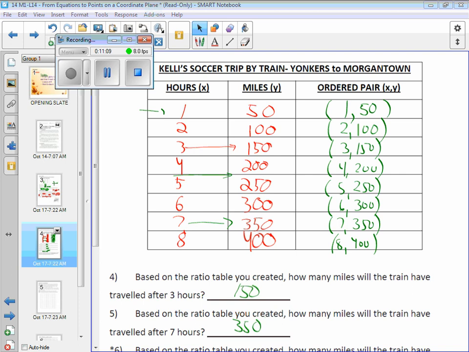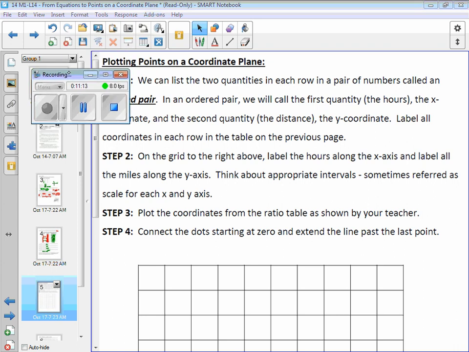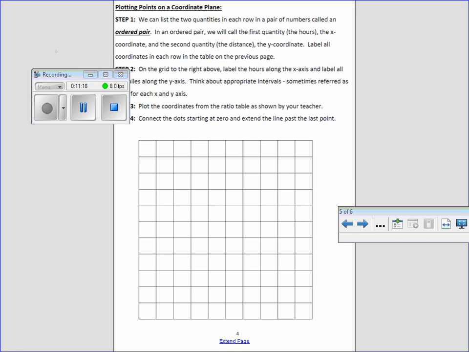So go to the next page. I'm going to go to full screen just because I think it's a little bit easier to see. First thing, let's take care of all of the preliminaries. What should be the title of the graph? Bridget. It should be Kelly's soccer trip by train. Good.